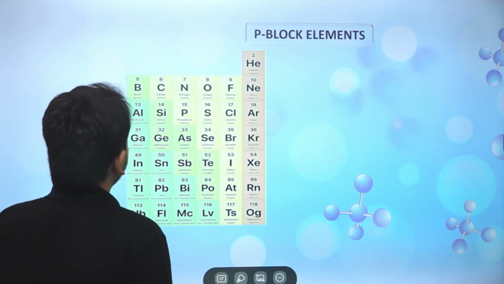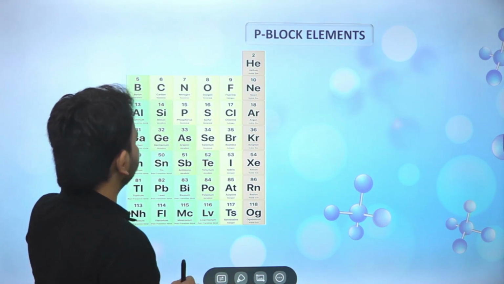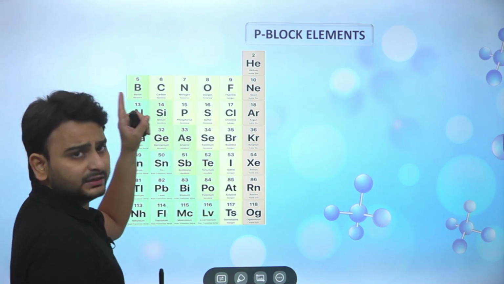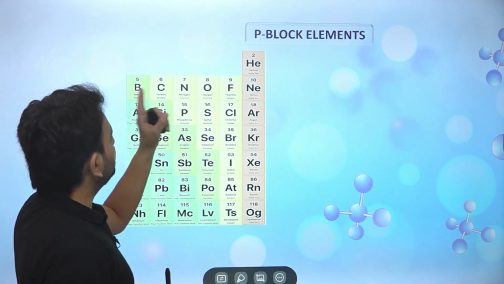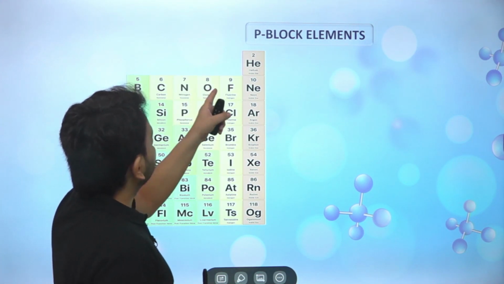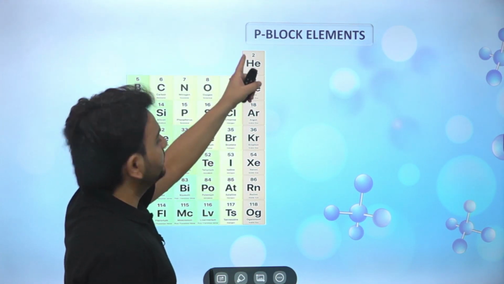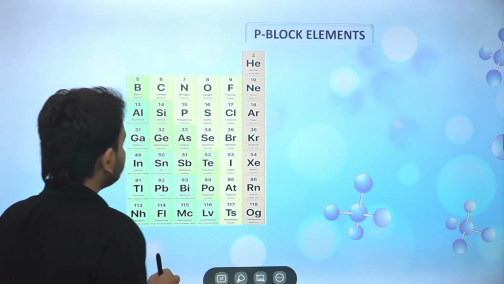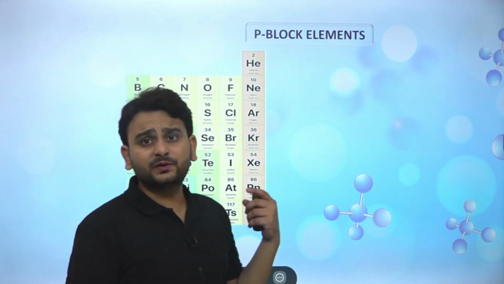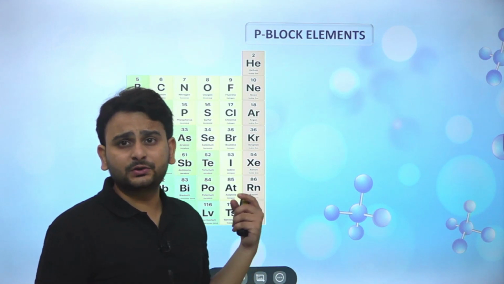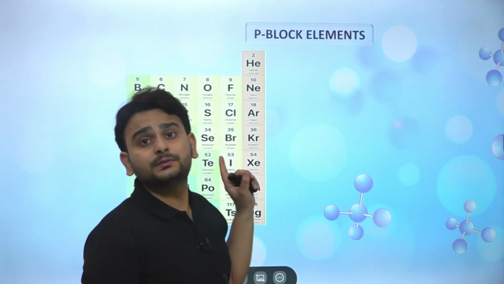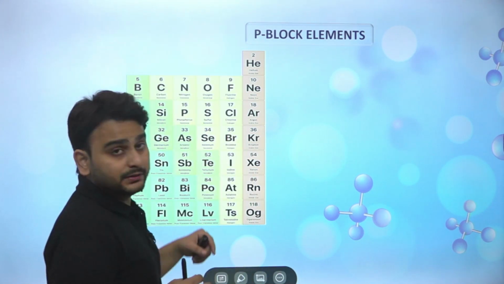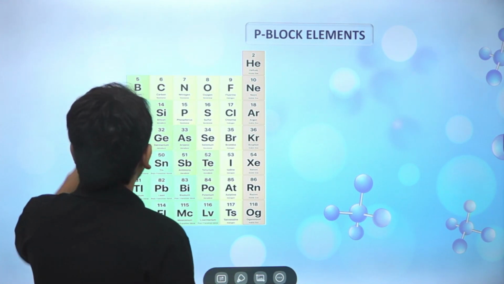I'll move on to the next thing and talk about the p block elements: boron family, carbon family, nitrogen family, oxygen family, fluorine family, the halogens, then the noble gases. These are called p block elements because the last, the final electron enters into the p subshell.